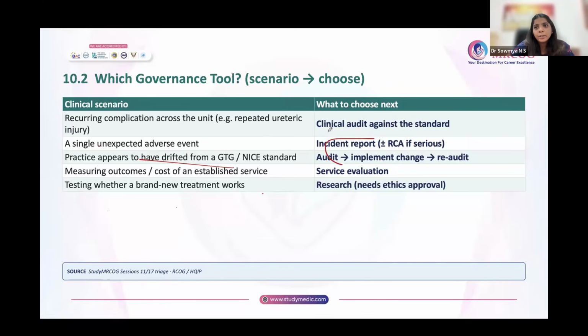Practice appears to have drifted, deviation in practice, audit to be done. Probably the protocols are not updated, people are not very happy about the thing, or they are not educated, or they know but there are very few people. Measuring outcomes, that's service evaluation.